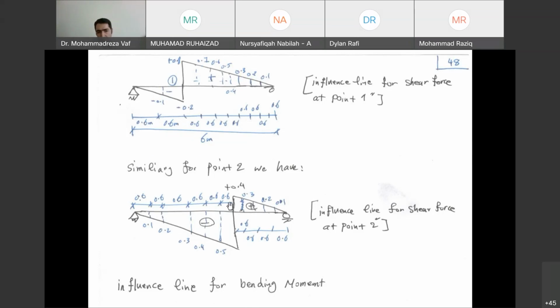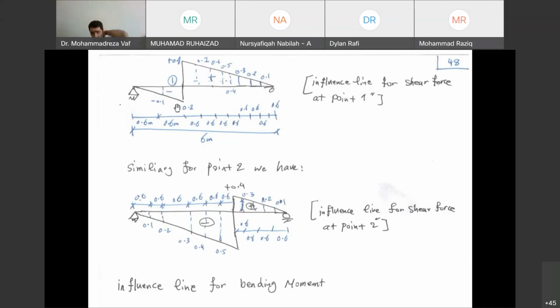Similarly, for point 2, we can see the same condition, meaning when the load is in the beginning of the span, the shear force at this location is 0. However, when the load starts moving to the right side, shear force at this location becomes larger and larger. The maximum, which is 1, occurs when the load is exactly at point 2. And again it starts decreasing when the load reaches point B and becomes 0. So this diagram here is the influence line for shear force at point 2. This one is the influence line for shear force at point 1.